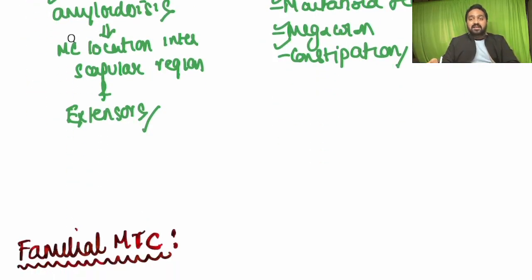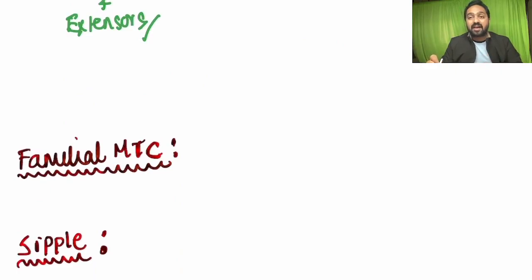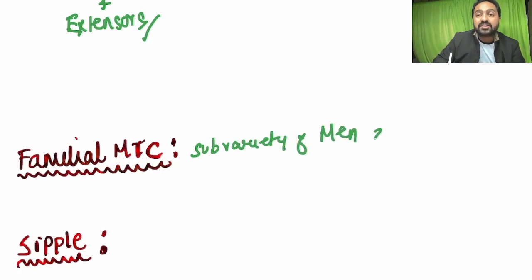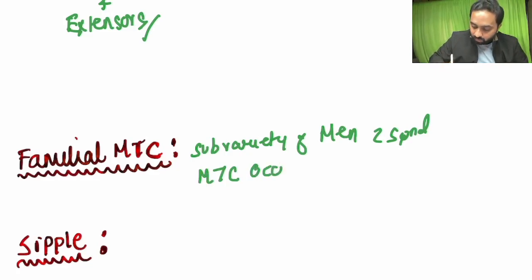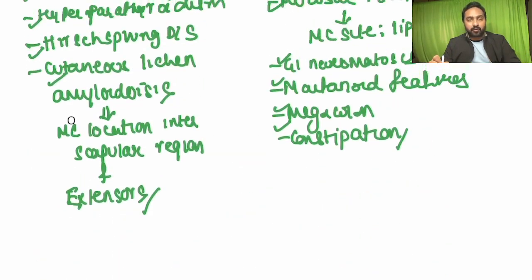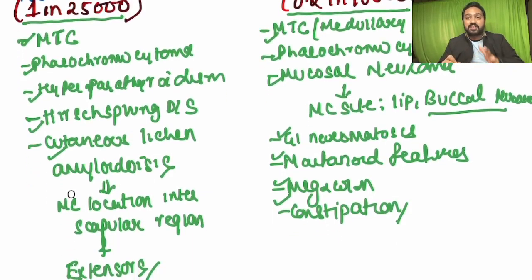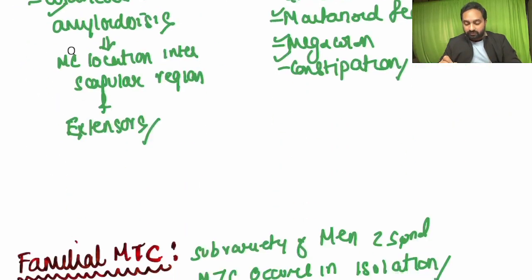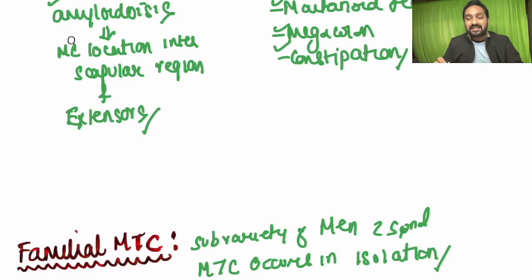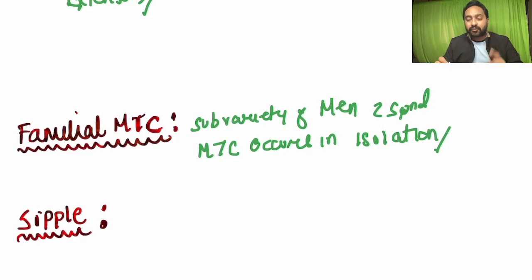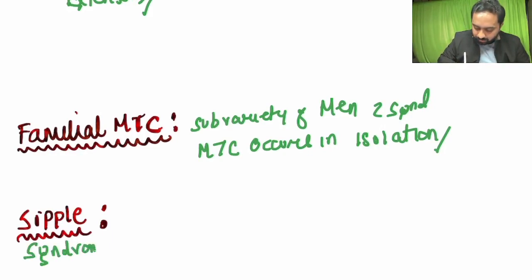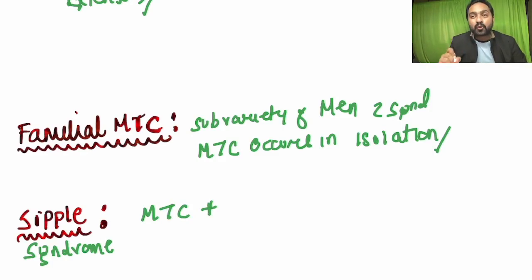Right. Then comes another entity, the familial medullary thyroid carcinoma. Right. So this is a subvariety of MEN2 syndrome. What happens in this is that medullary thyroid carcinoma occurs in isolation. Right. So over here we had discussed that in MEN2 syndrome, medullary thyroid carcinoma is being associated with so many other conditions. But in case of familial MTC, it is a subvariety of MEN2 syndrome where MTC occurs in isolation. Then we have another syndrome called Sipple syndrome. So what is Sipple syndrome? Sipple syndrome is medullary thyroid carcinoma plus pheochromocytoma.